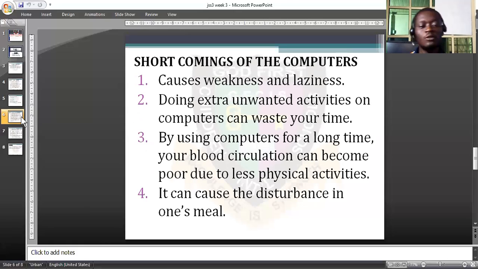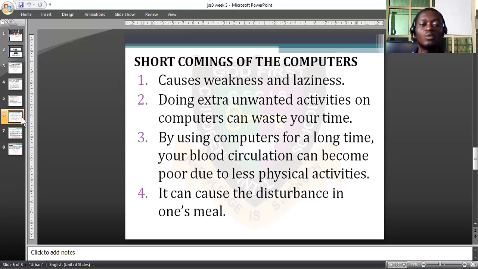Then let us also consider some of the shortcomings of the computer. Just like we all know, there are two sides to a coin. We have the good one and we have the bad one. We have the negative one and we have the positive one. So now that we have talked about the benefits of the computer, let's also take time to consider some of its shortcomings.